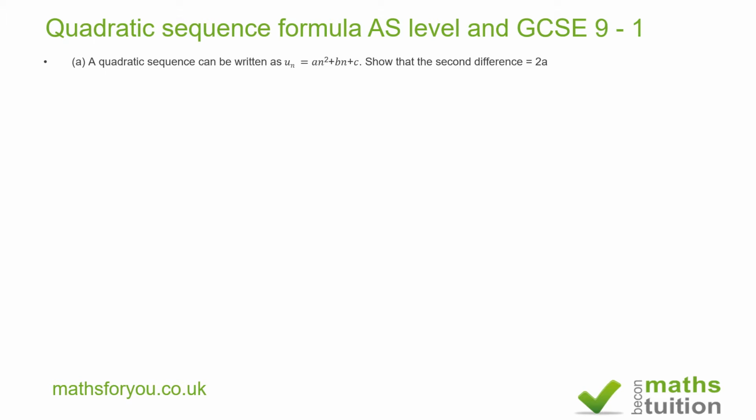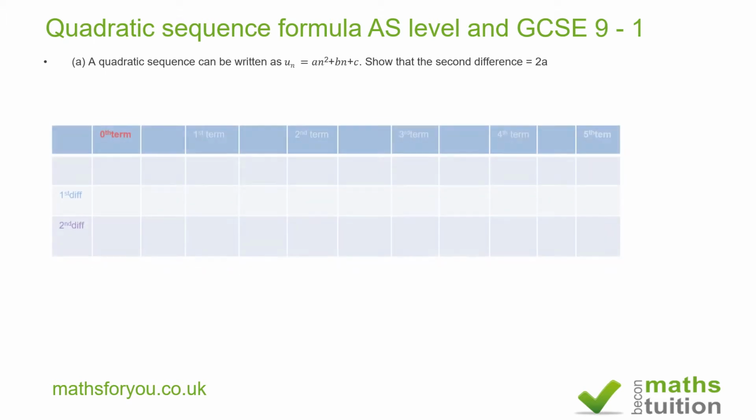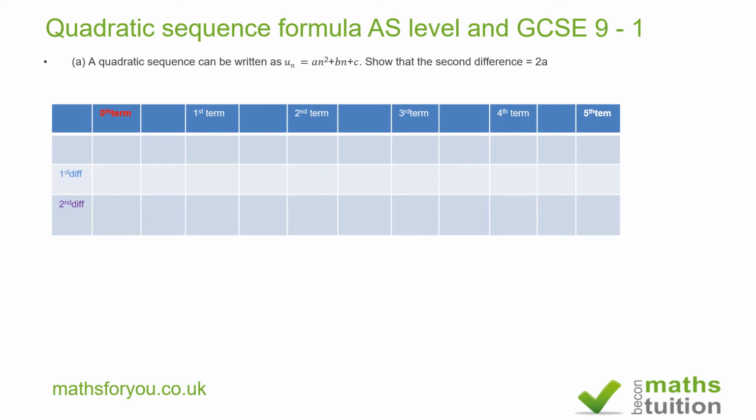Now, it says a quadratic sequence can be written as u sub n is equal to an squared plus bn plus c. Show that the second difference is equal to a. For the sake of clarity, I've created a table here. If n is 0, which is u sub 0, a times 0 squared is 0, b times 0 is 0, and we've got c there.